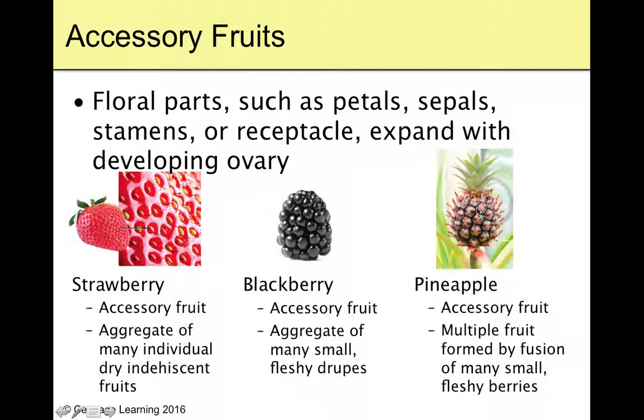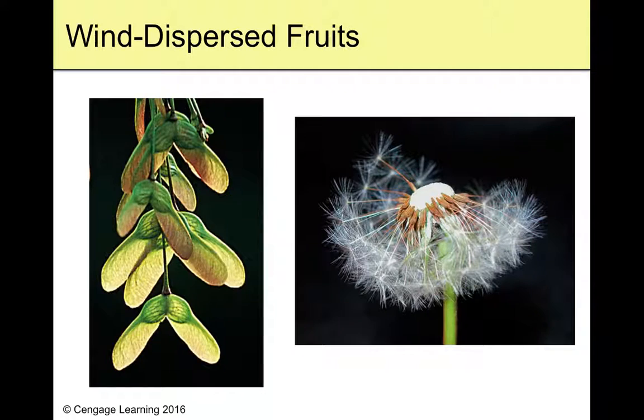And then there's a pineapple, which is an accessory fruit, and it's multiple different fruits. That's a fruit, that's a fruit, that's a fruit. As they grow, they fuse together. And so the pineapple is actually many small berries. But when the berries fuse, you get this accessory fruit. So there's a few examples of some that aren't true fruits.